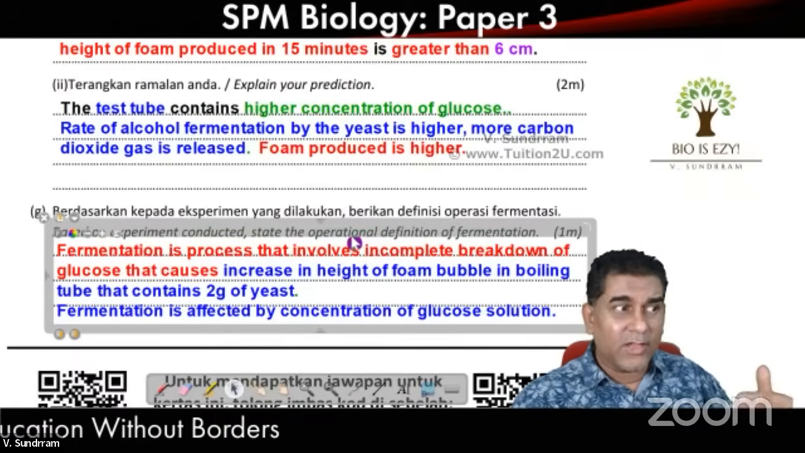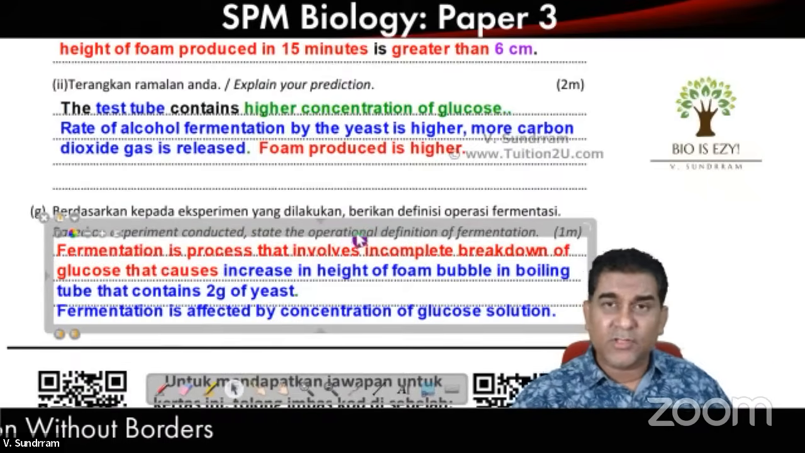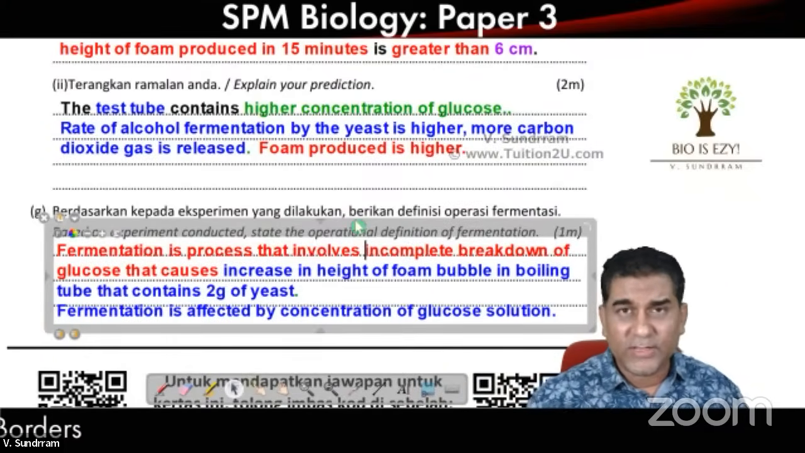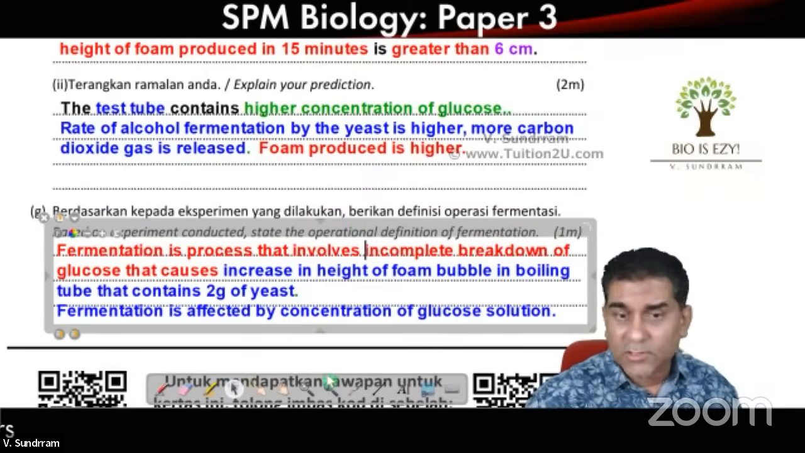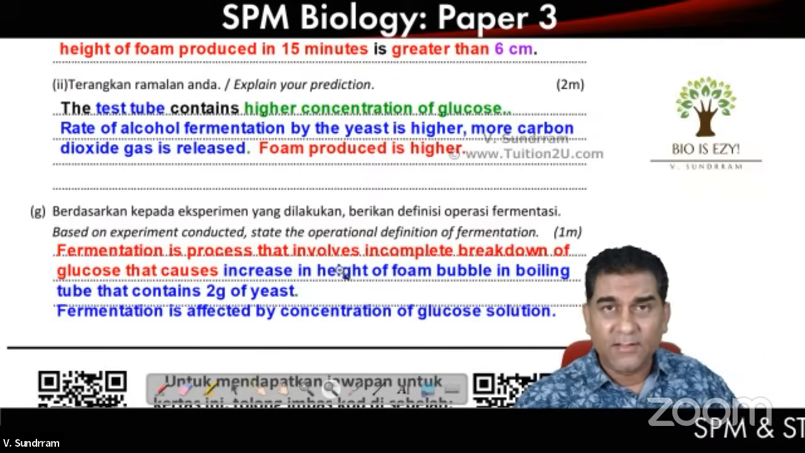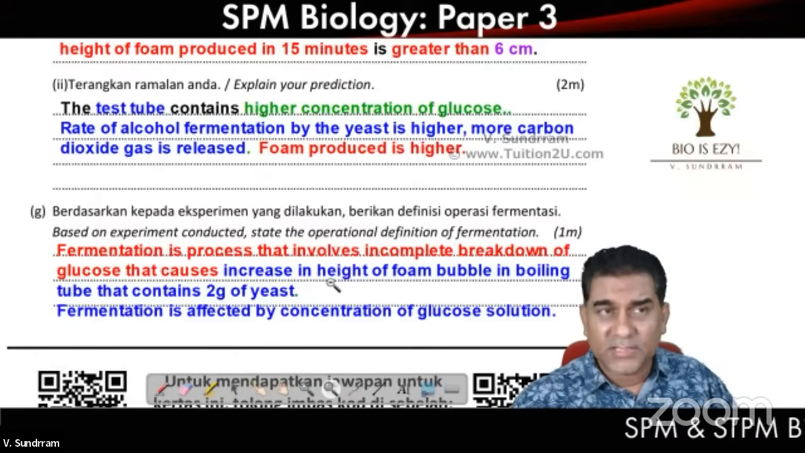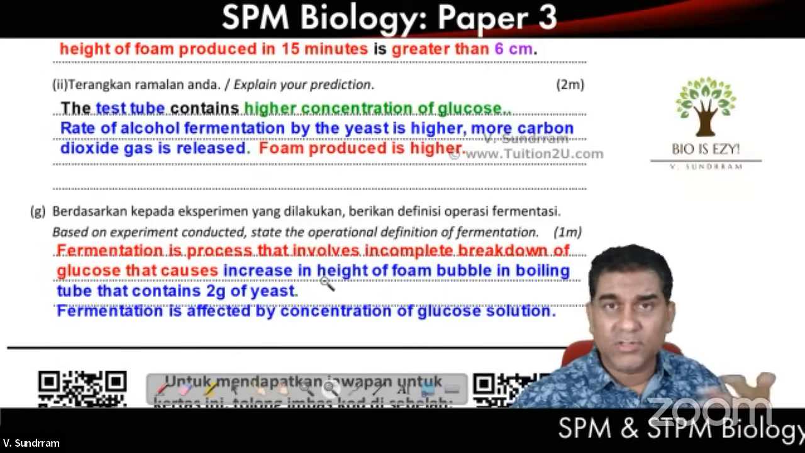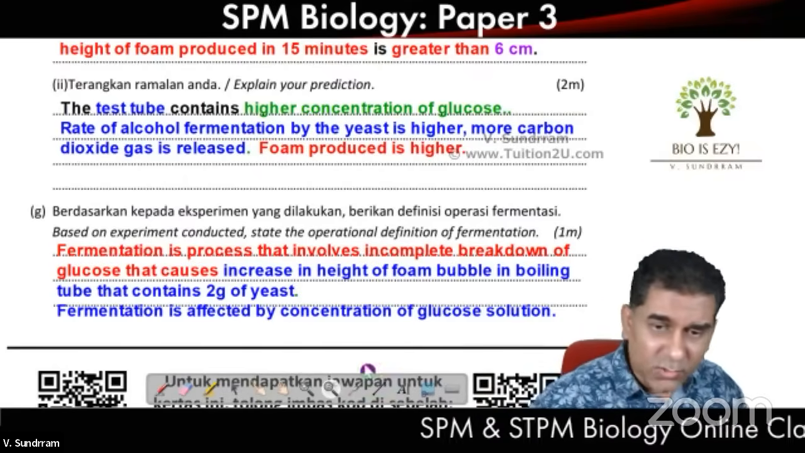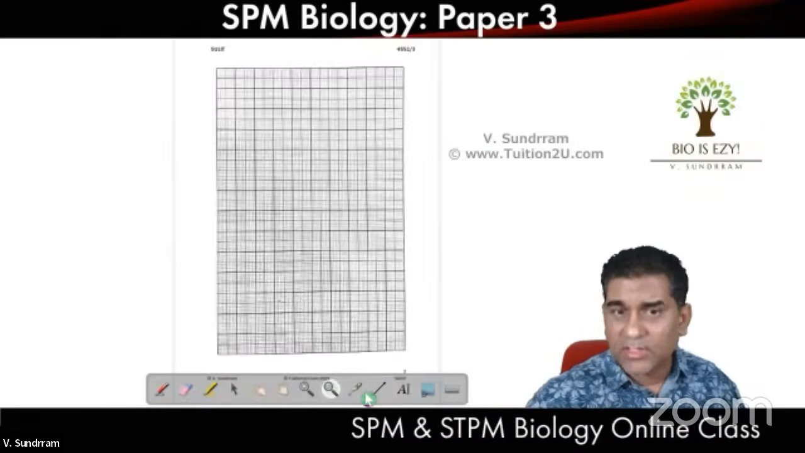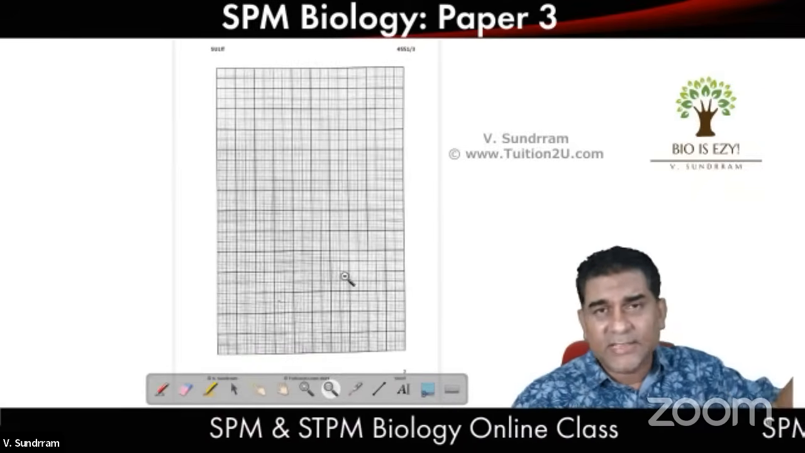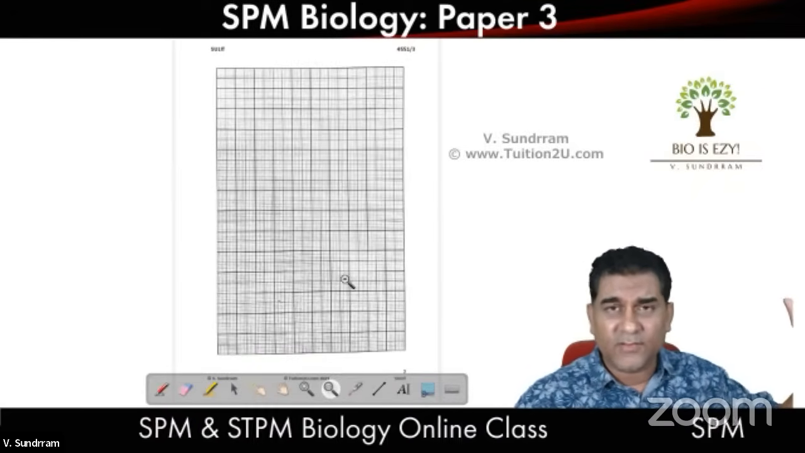Don't have regret after you come out of the exam, thinking I should have written this. If you feel it is necessary, do it in the exam. As long as you don't give the wrong answer, it's fine. It is alcohol fermentation, incomplete breakdown of glucose. So you're not writing something that is wrong, edit it. Fine, that's all. I didn't do the graph. Please follow the techniques I mentioned in my first video, get your full marks.